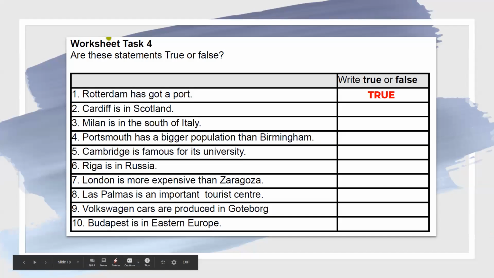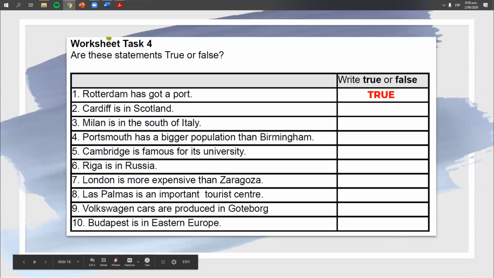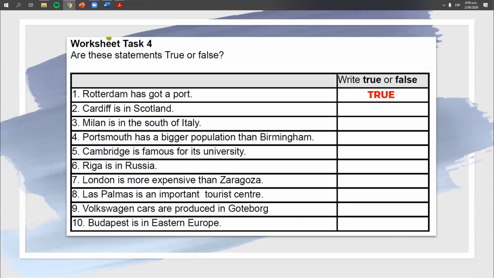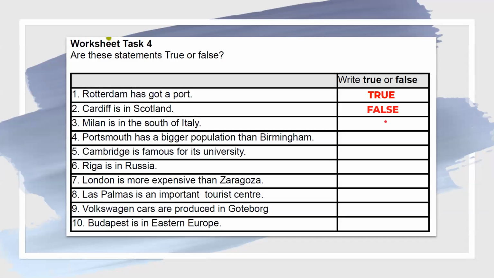So let's continue with Juan Paramo. Would you please help me with that one? Juan, number 2. Cardiff is in Scotland. I'm so sorry, Juan is also doing something else. So Yaritza Garcia, would you please help me with number 2? It's false. Cardiff is not in Scotland. That's the capital city of Wales.